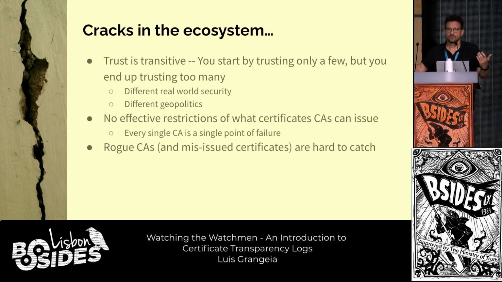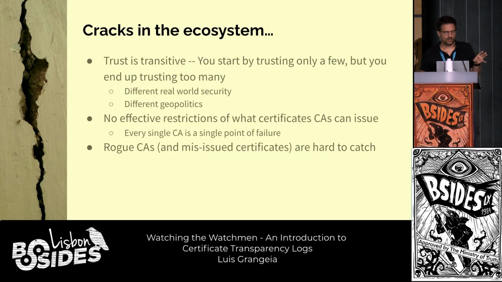You have a bunch of root CAs in your phone or in your computer, but you really don't know how many CAs you're trusting. You also don't know where they are. They could be in Russia. They could be in a completely different country than yours, with different geopolitics, different real-world security, right? And also, this is very generalizing, but by then there weren't many restrictions on what a CA could issue. If a certificate authority somewhere wanted to issue a new certificate for google.com, they could. No restrictions.